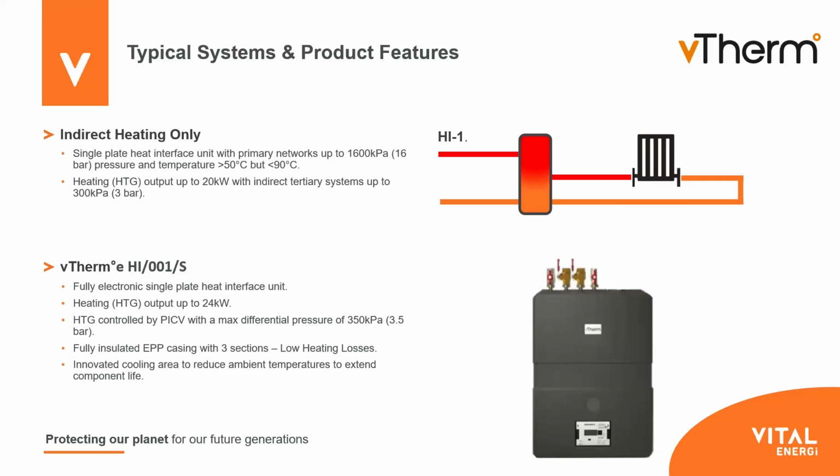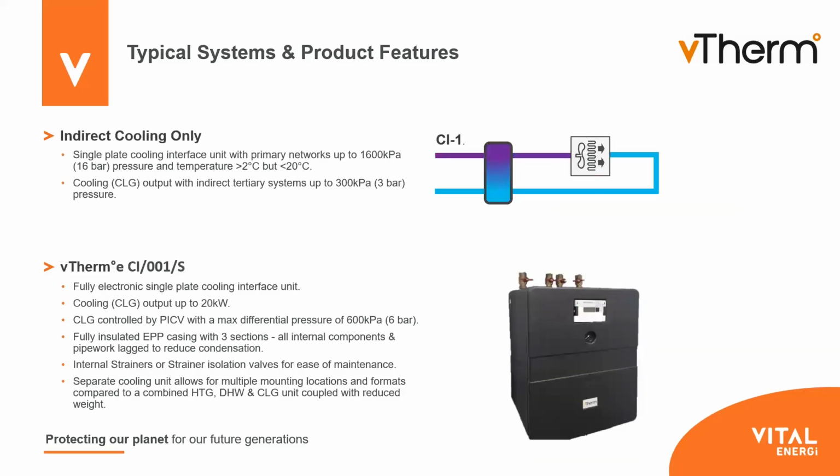And then we also do heating only HIUs, as you can see, HI-1. Again, we're back to the 16 bar on the primary because we're going through a plate, and normally we're looking at 20 kilowatts. And this is indirect to the tertiary, i.e. your radiator or your underfloor system. And again, our unit, as you can see below, is up to a 24 kilowatt unit and is controlled again by PICVs. We then do indirect cooling units as per the British standard.